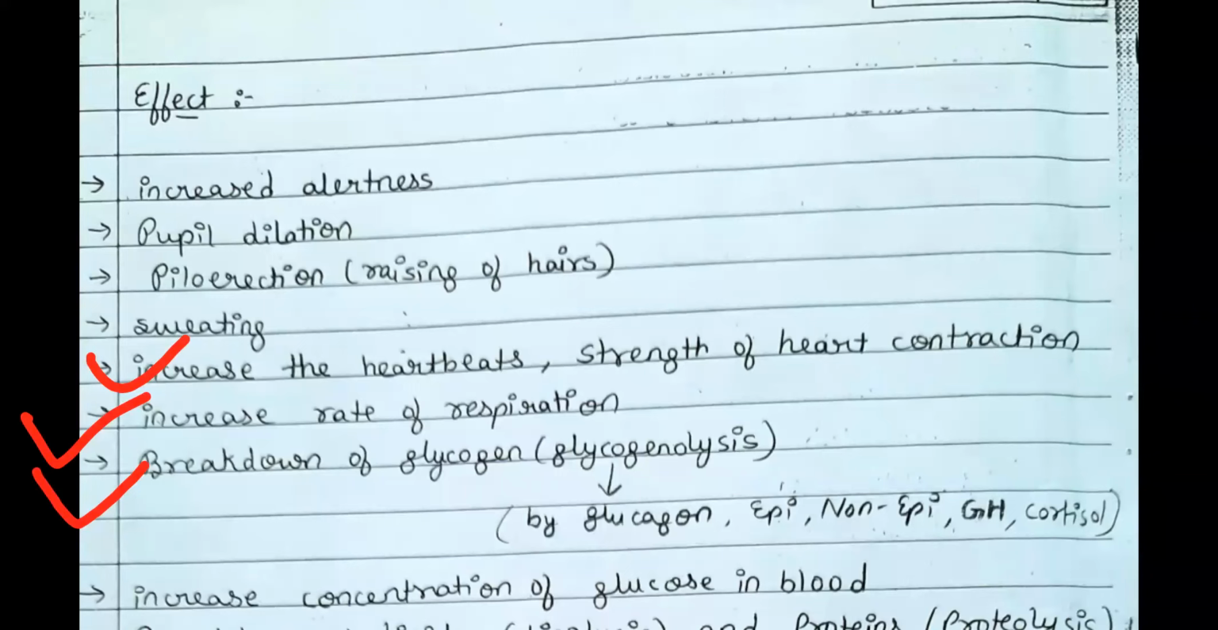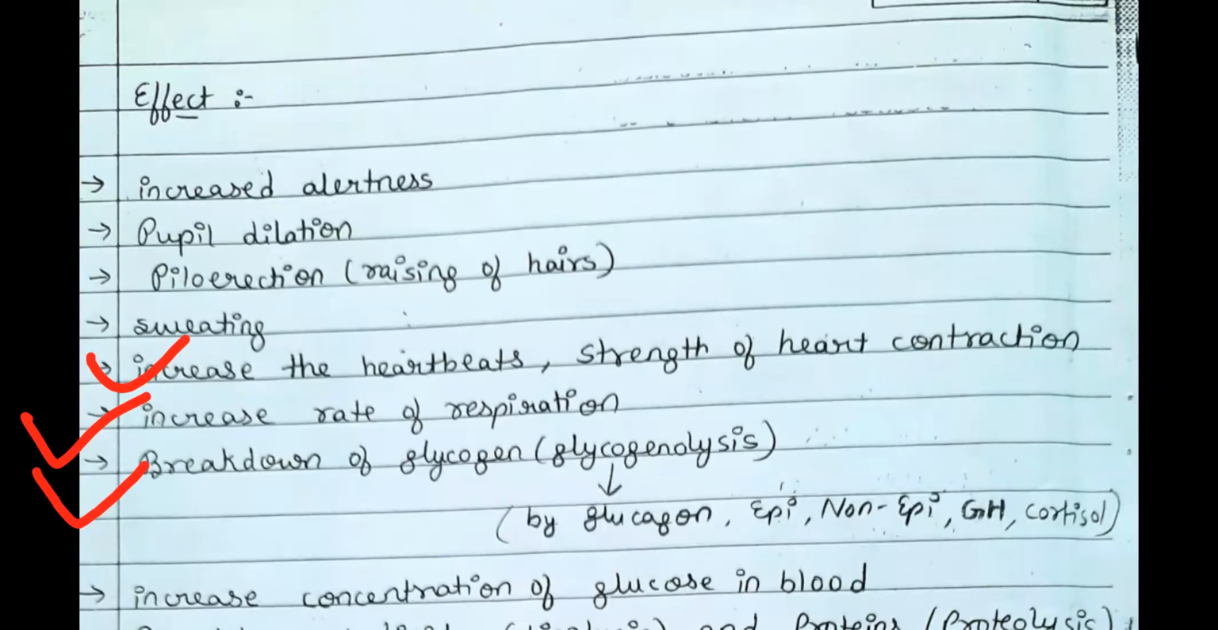Are you all there or left? Huh, glucagon, adrenaline, and noradrenaline. Glucagon, normal scenario. Adrenaline and noradrenaline in emergency situation, stress condition, stress hormones, these are.